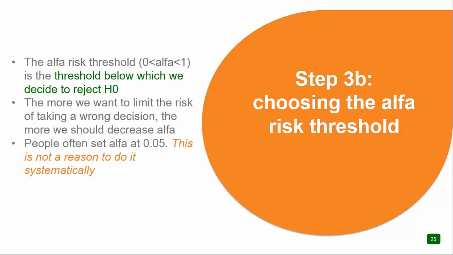People often set alpha at 0.05, but this is not a reason to do it systematically. So you should really think well about your alpha risk threshold before setting it, and not go directly to a systematic 0.05. But this is what we're going to do in our example.